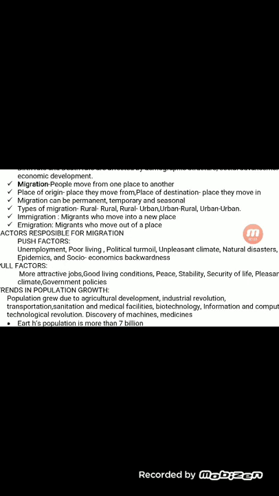Now, there is another typology of migration, that is rural to rural, village to village, rural to urban, village to city, urban to urban, city to city. Now, immigration. Immigration is moving in of people into a new place, and emigration is the moving out of people from a place. There are certain factors that are leading to the migration of people.